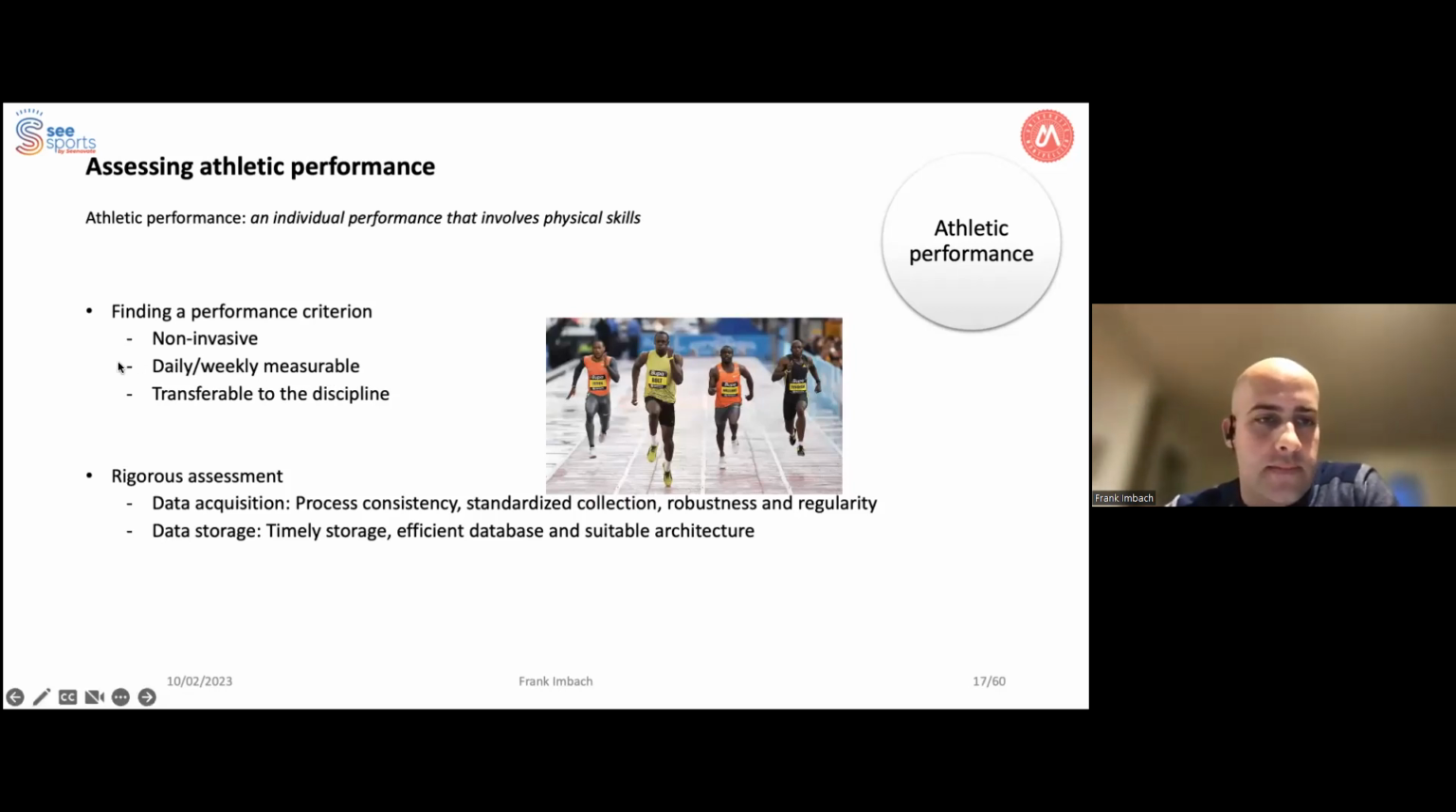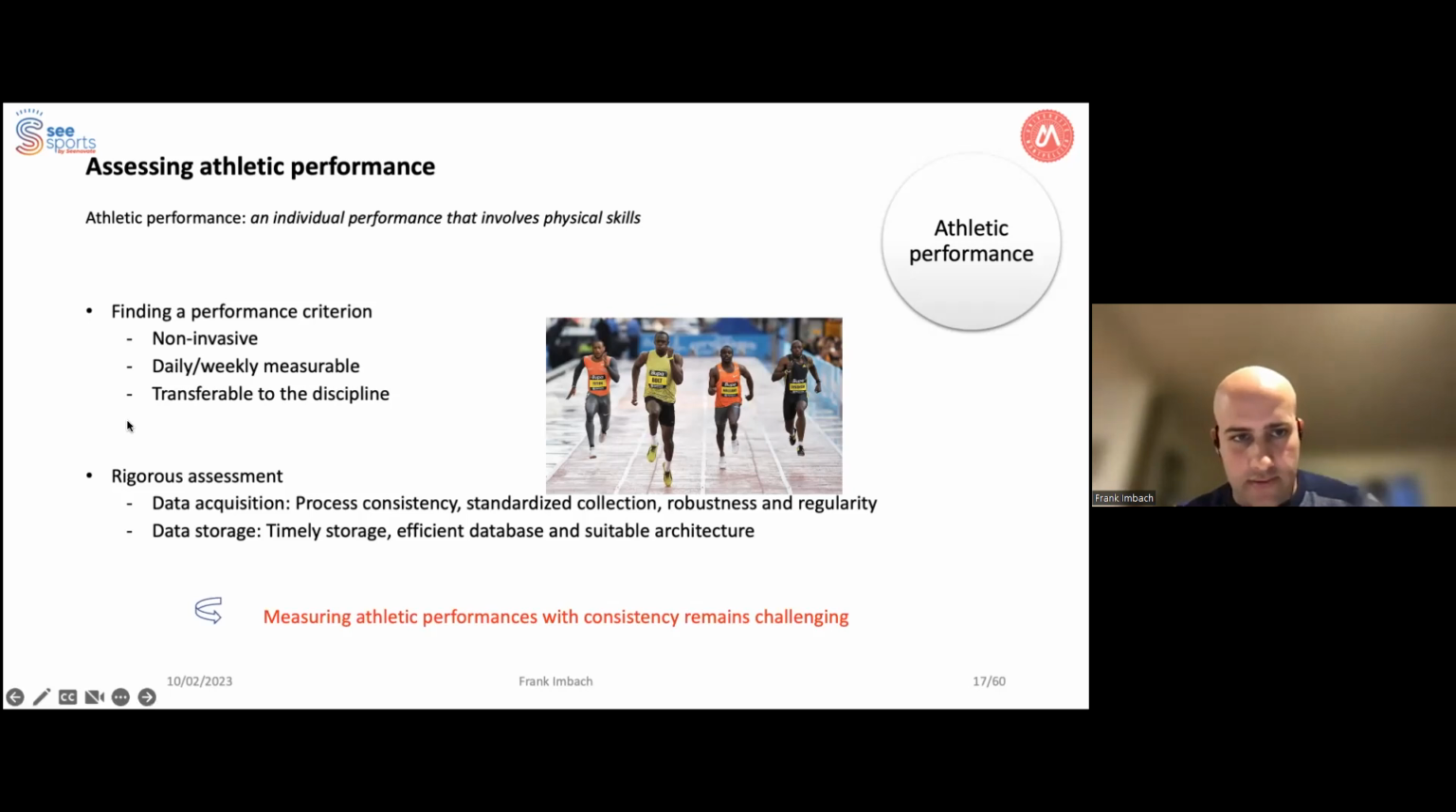It also implies a rigorous assessment on at least two sides. The first one is about the assessment of the data acquisition, so the consistency of the process, standardized collection, and robustness and regularity in the collection. And also the data storage, so the timely storage and an efficient database or suitable architecture in order to fulfill the requirements related to what we would like to achieve in terms of statistical analysis or data visualization, for example. So, as I said, measuring athletic performances with consistency remains challenging.